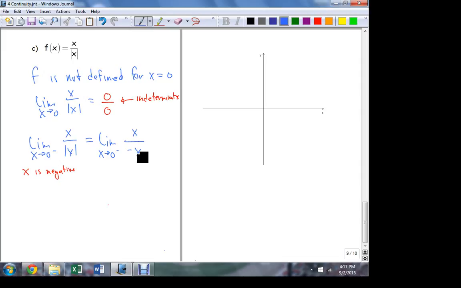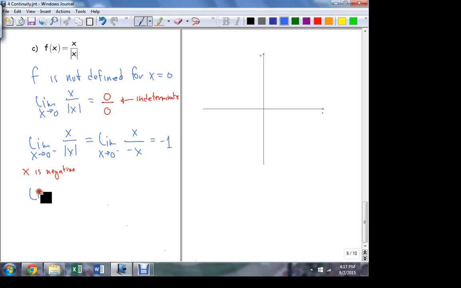Under the assumption that x is not equal to 0, how do I simplify this expression? Okay, negative 1, right? Assuming x is not itself 0, then this fraction is just x divided by its opposite. So this would be equal to negative 1. In fact, now I know something about this graph. This graph is always equal to negative 1 when I'm to the left of 0.